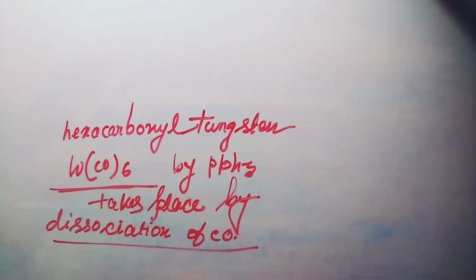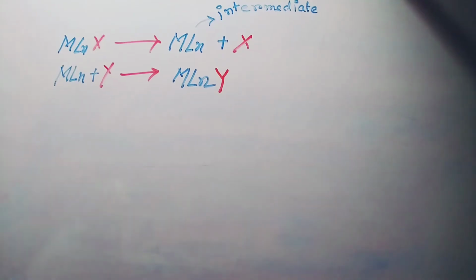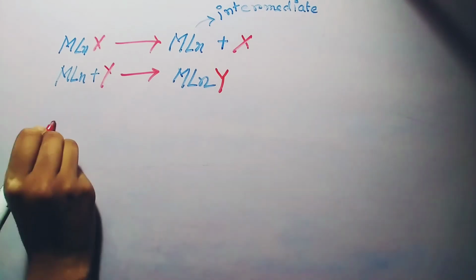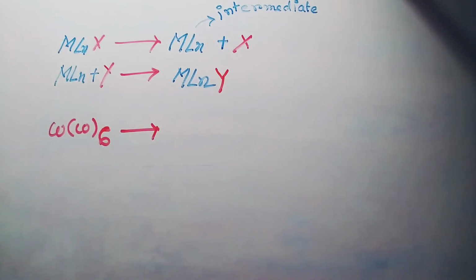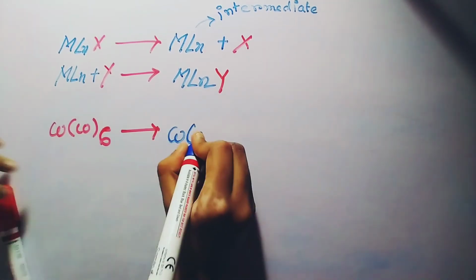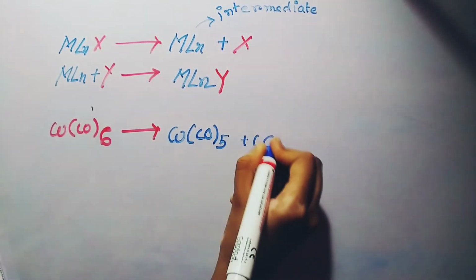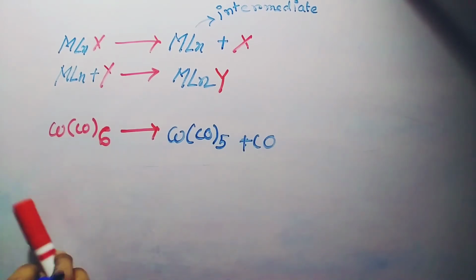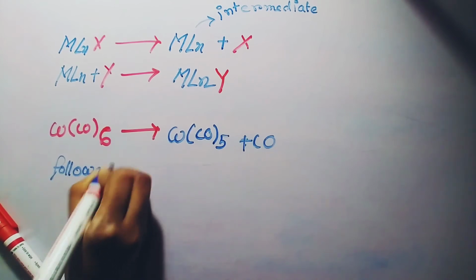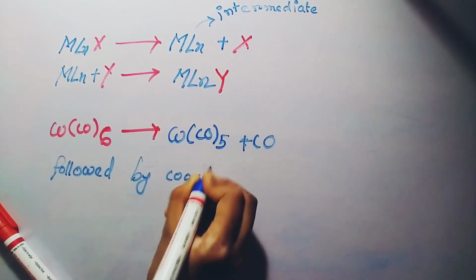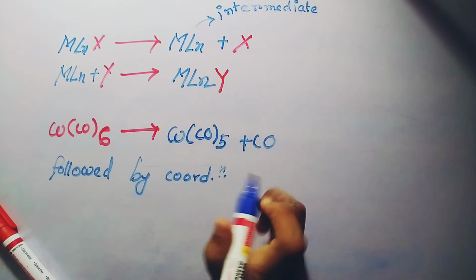So let's start with the reactions. So let's see the reactions. That is what I get. We get W(CO)5 plus CO. Okay, and that is followed by coordination of phosphine.